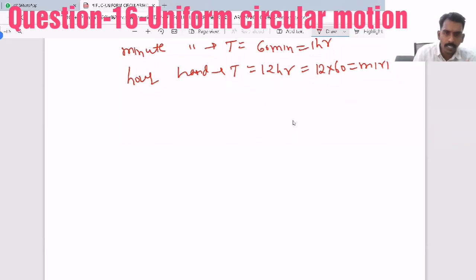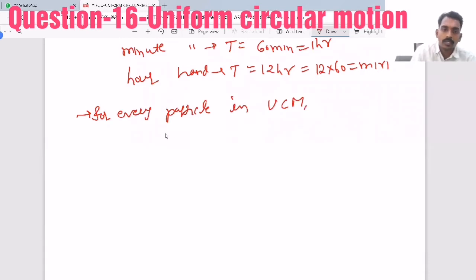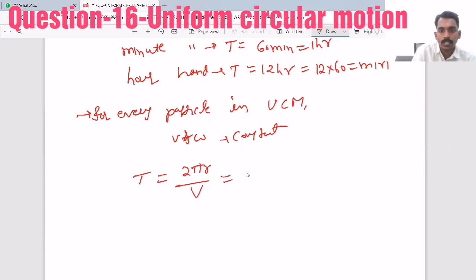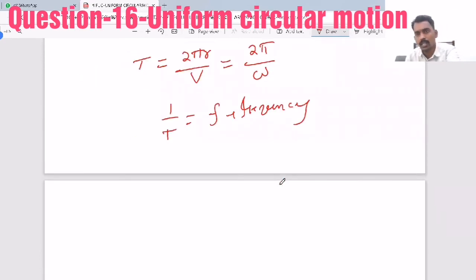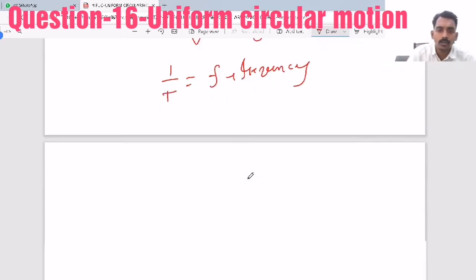Like that, for every particle in uniform circular motion, where v and omega remain constant, the time period, the time to complete one revolution, is 2 pi r by v or 2 pi by omega, and 1 by time period is f, that is frequency, the number of revolutions per second or rotations per minute. Based on all these formulas, we can get the questions.